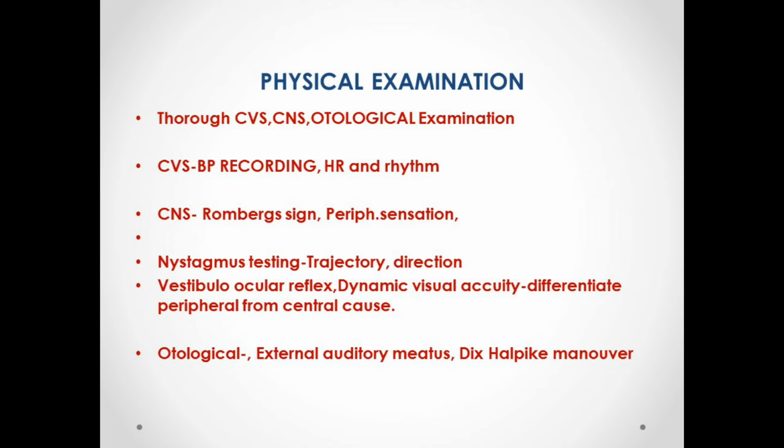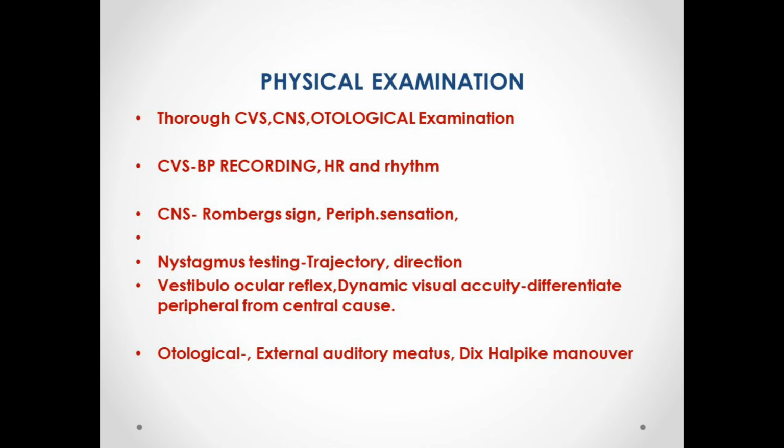When a patient has nystagmus, specific note should be made of the trajectory. Purely vertical or torsional nystagmus suggests a central lesion, whereas a mixed horizontal torsional nystagmus suggests peripheral vestibular nystagmus. Also, note the direction of the nystagmus, whether it is direction changing or direction fixed. Peripheral vestibular nystagmus produces a nystagmus which beats in the same direction regardless of the eye position.